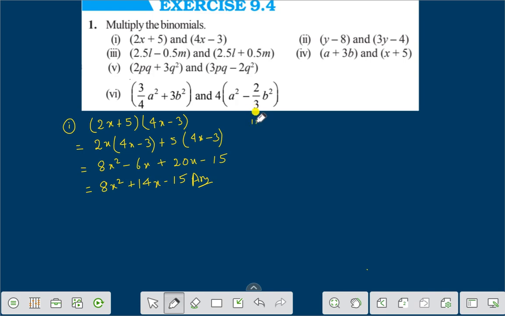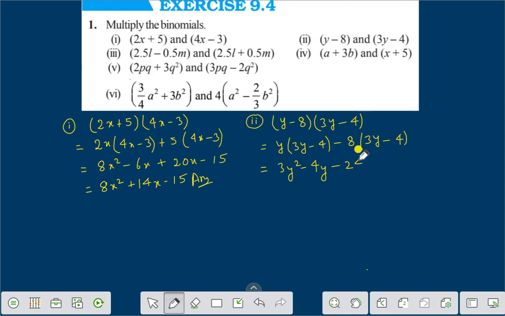Now question number 2. Question number 2 here you see is (y - 8) into (3y - 4). You can write here as y into (3y - 4) minus 8 into (3y - 4). We are getting 3y square minus 4y minus 24y, minus into minus plus 32.